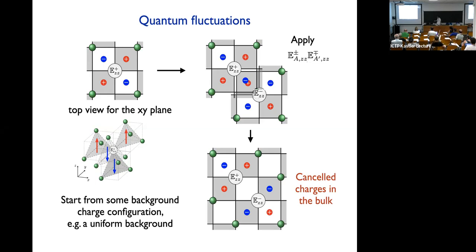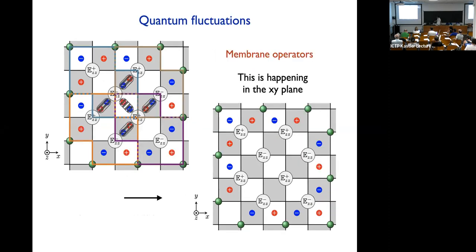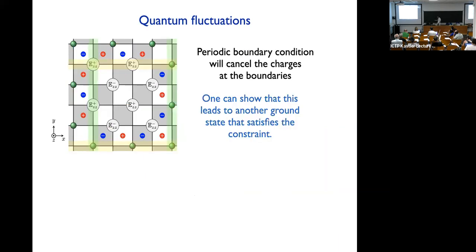Then I can keep doing this by applying more operators like this. Basically some higher order perturbation theory where you keep canceling charges in the bulk. You keep doing that. Then essentially all the charges are pushed to the boundary and the bulk charges all disappear. So you are creating a cluster of charges at the edge of the membrane-like object, and these charges are moving towards the boundary of your system. And when you reach the boundary, if you impose a periodic boundary condition, then you can remove all the boundary charges. Then I go back to the ground state manifold.